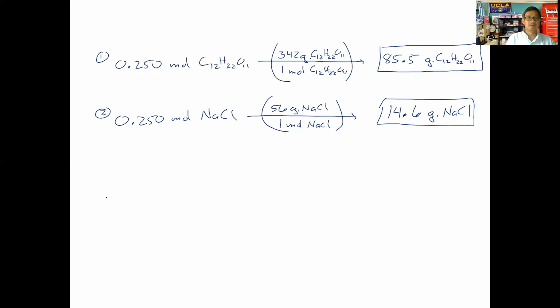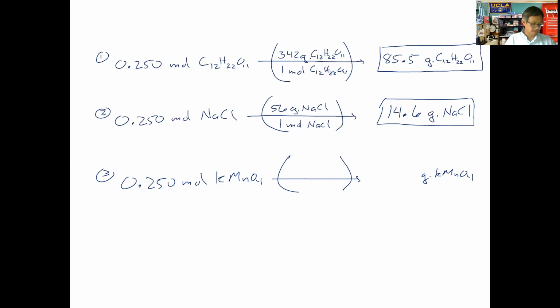And then finally, for the last one, we start out with 0.250 moles of KMnO4. We want to find the mass equivalent to that, KMnO4. We're going to multiply again by the molar mass. This time, the molar mass of KMnO4 is 158 grams.